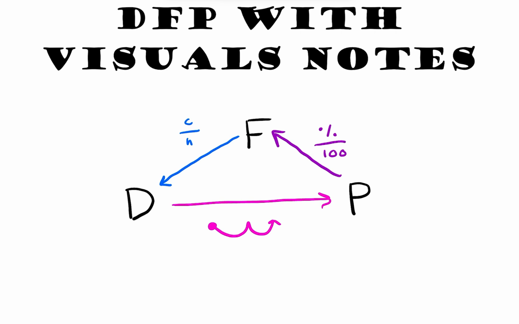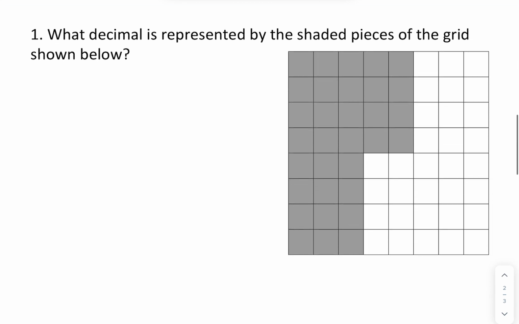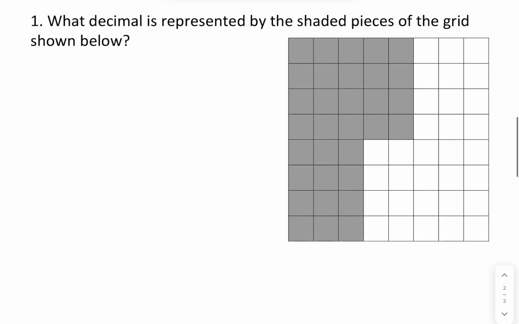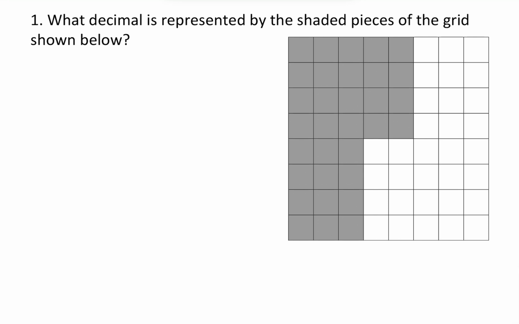So let's go on the inside and actually see some problems. So the first question we're going to look at is what decimal is represented by the shaded pieces of the grid below. So the first thing I need to point out or highlight is the fact that it says shaded, okay, and it wants a decimal. So I have a picture and I need to know that if I have a picture, I cannot go straight to a decimal. If we have a picture, we are going to write a fraction.